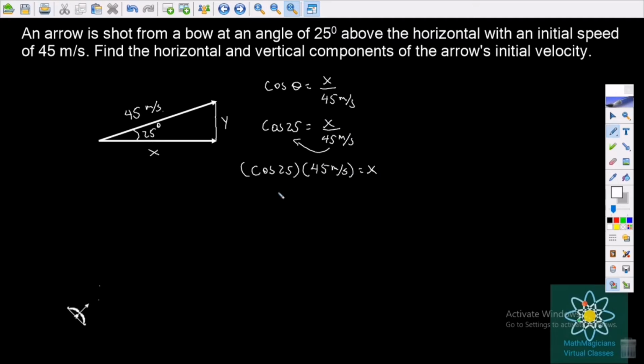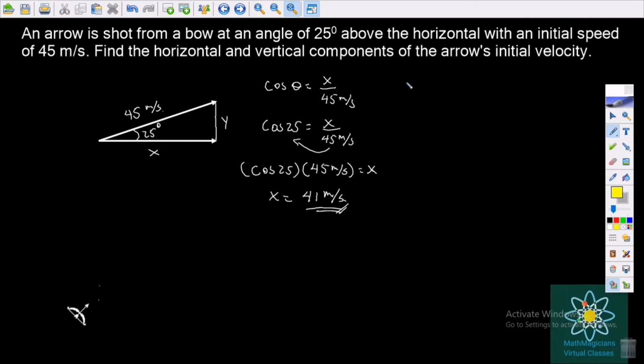Once you have this, you substitute and multiply in your calculator. You're going to have that your answer is 40.7. We're going to round it to two significant figures, 41 meters per second. This is my horizontal component.